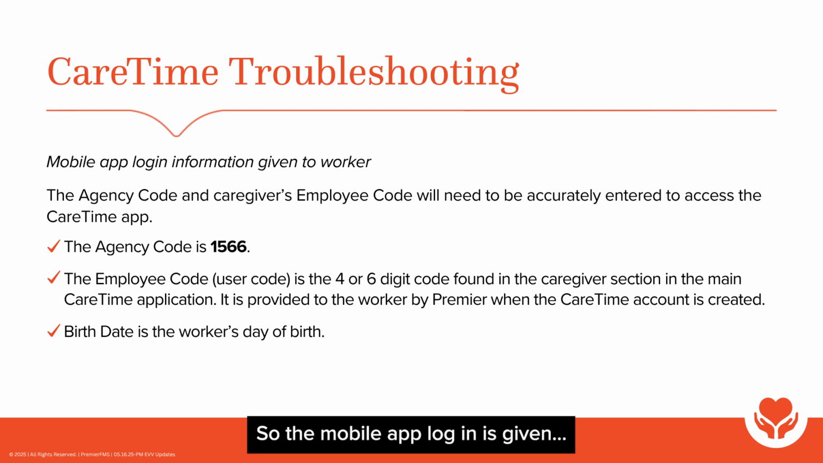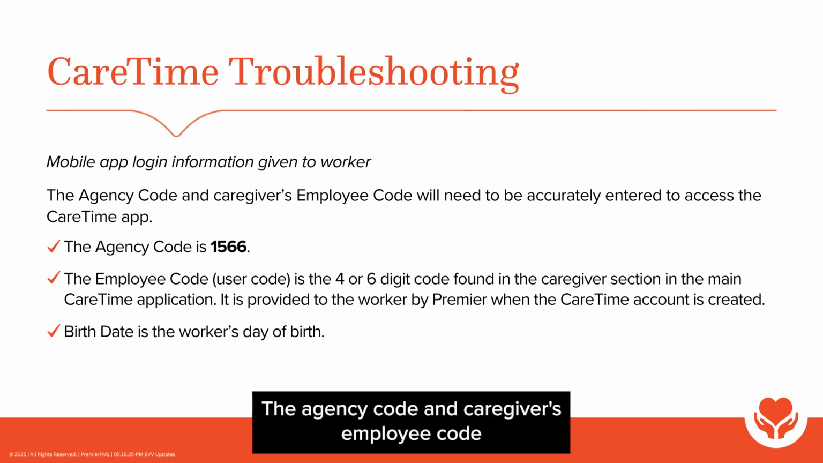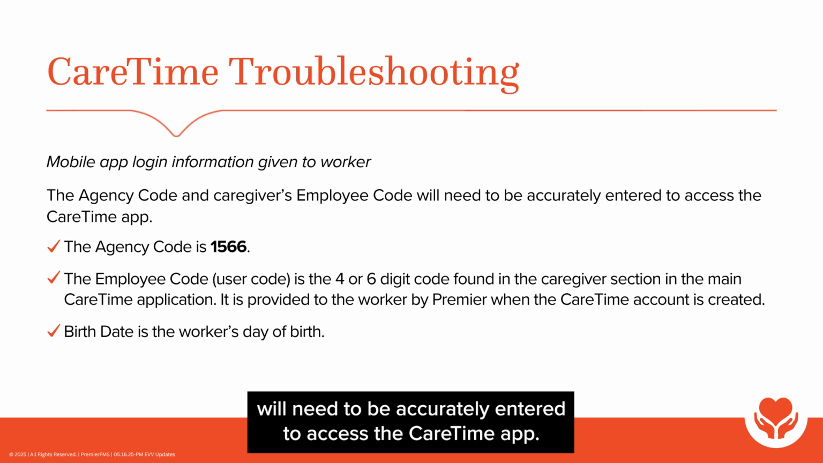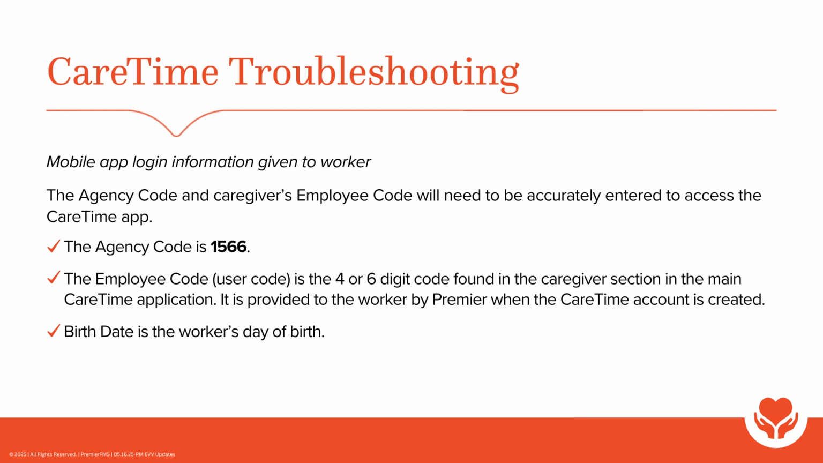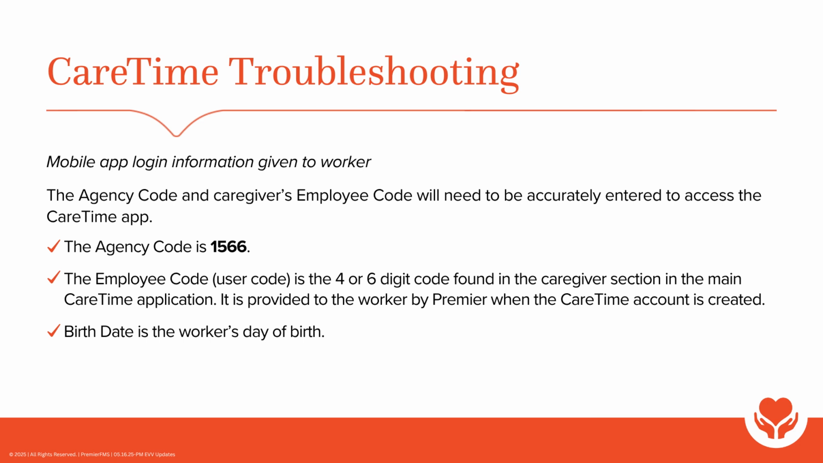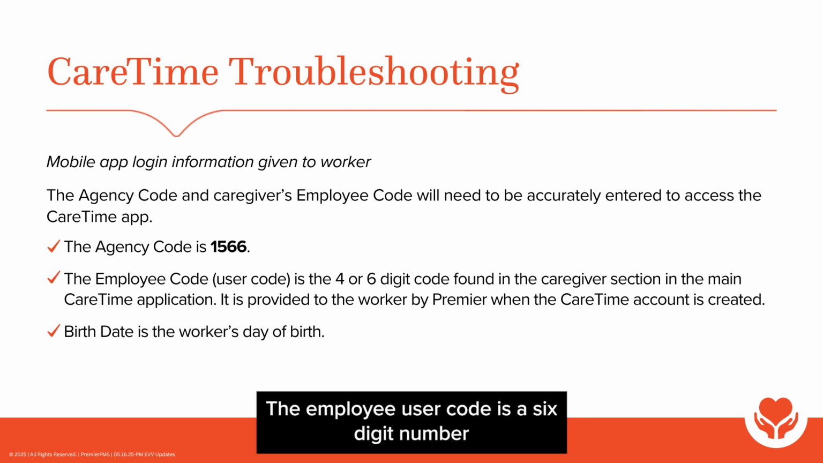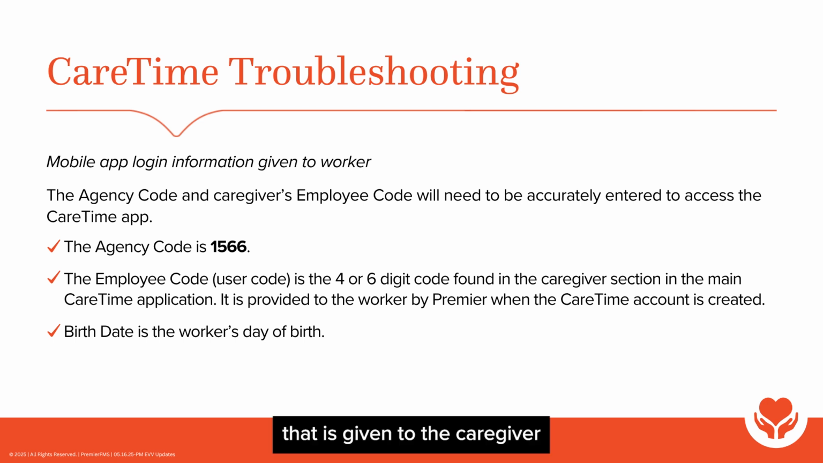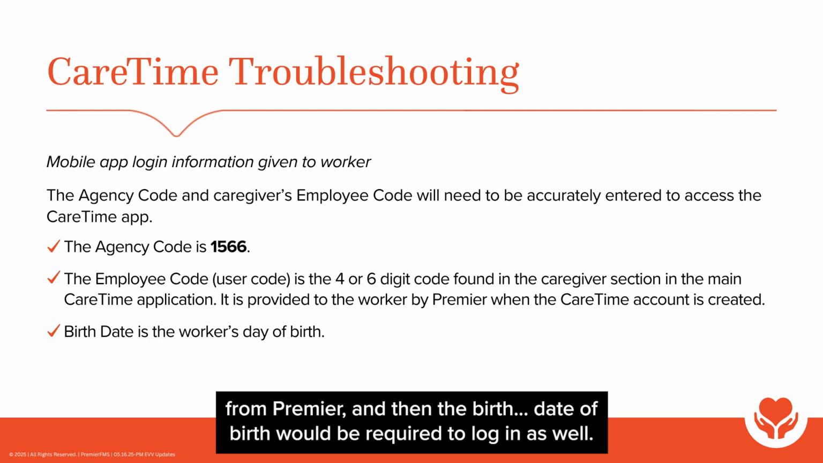So the mobile app login information is given to the worker. The agency code and caregiver's employee code will need to be accurately entered to access the CareTime app. The agency code, once again, is 1566. The employee user code is a 6-digit number that is given to the caregiver from Premier, and then the date of birth would be required to log in as well.